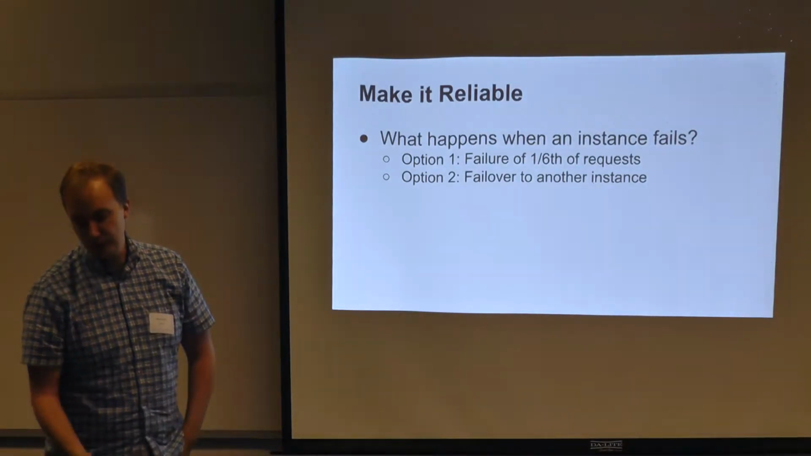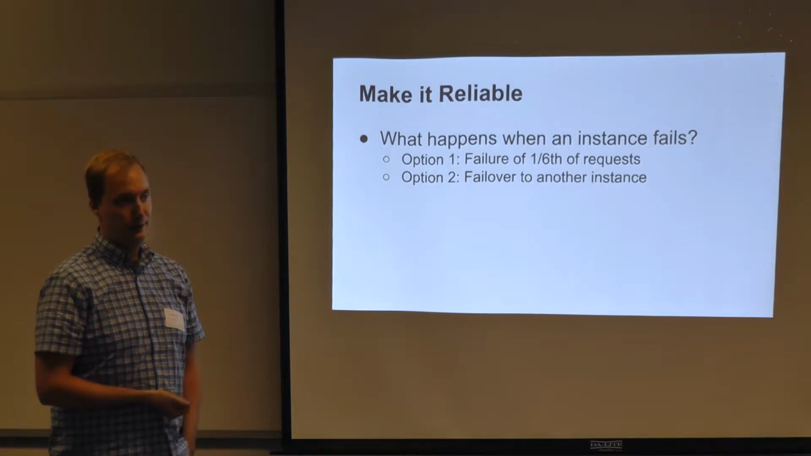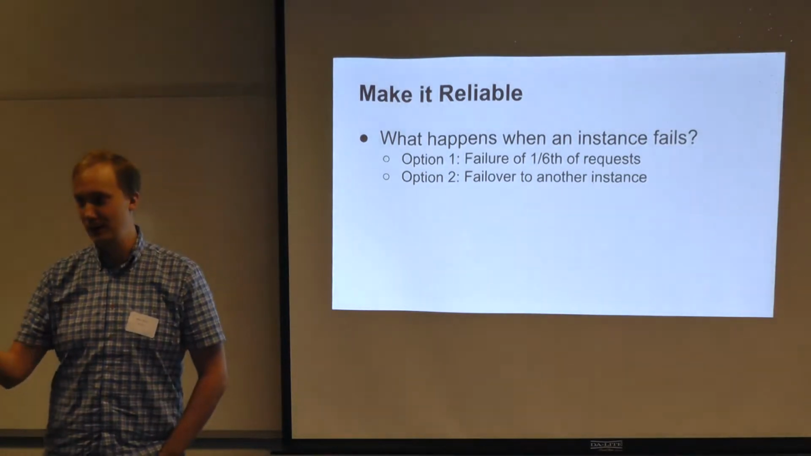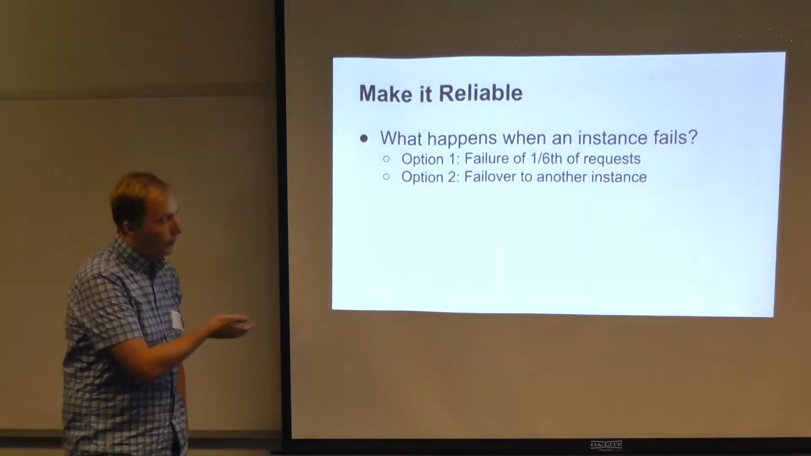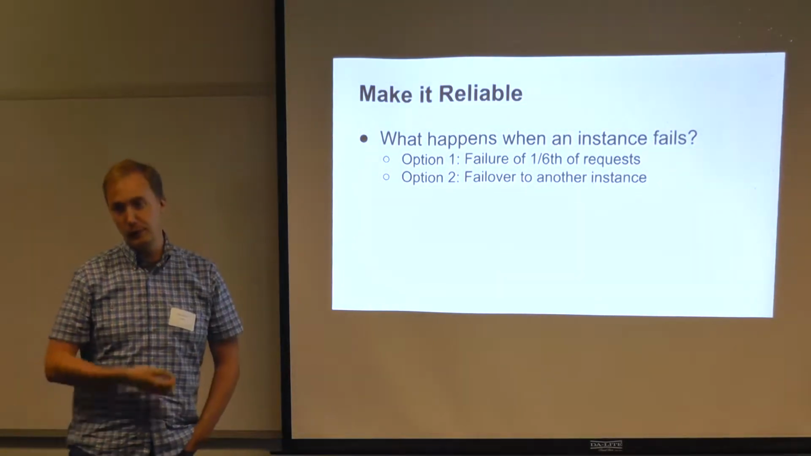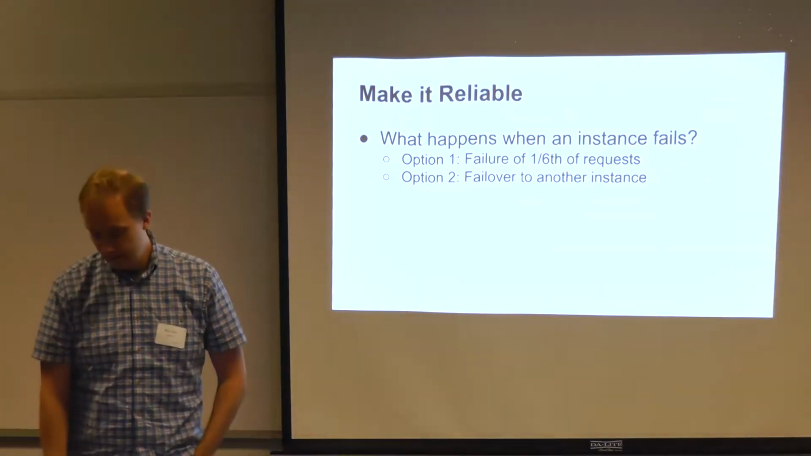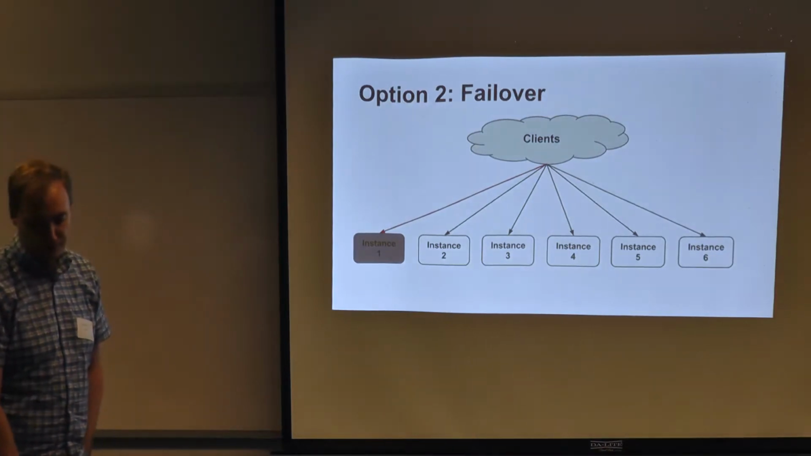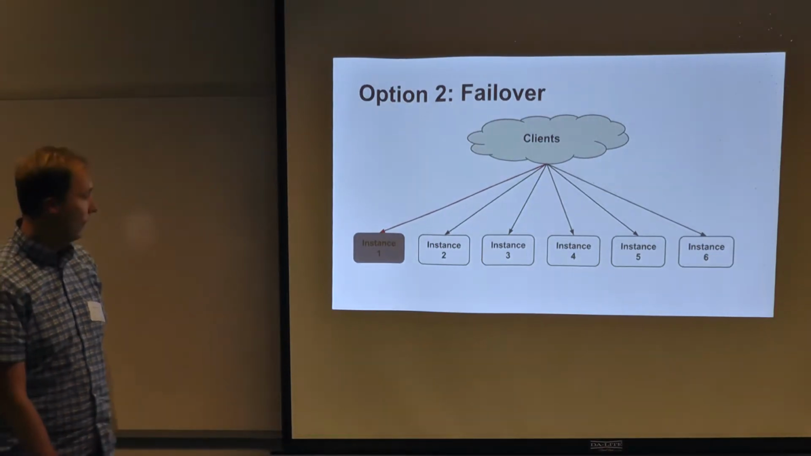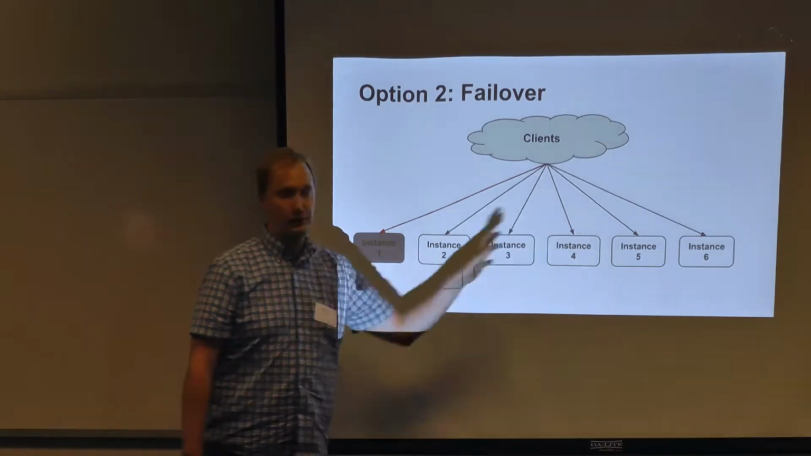In order to make this reliable, I can either treat a failure of a single instance as 1/6 of my requests just going to fail permanently, which is probably not good, or I can fail over those requests to a different instance. So I can do load balancing to balance the load among the healthy ones. So instance 1 goes down and the client starts sending 1/6 of the requests among all of these other instances, perhaps.